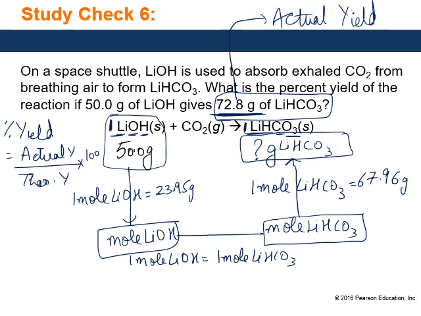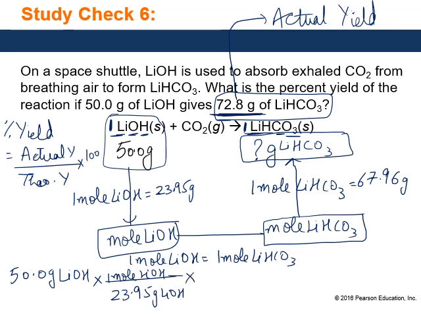You start with this 50.0 grams LiOH, multiply by 1 mole over 23.95 grams LiOH. Sorry, I should have kept some space. Multiply with the next ratio that comes from here: 1 mole LiOH to 1 mole LiHCO3.